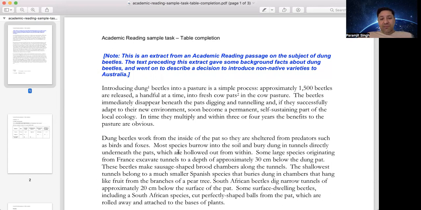Some large species, now specific species are coming. Some large species originating from France exhibit a tunnel to a depth of approximately 30 centimeter below the dung pad. These beetles make sausage shaped brood chambers along the tunnels. Okay, the shallowest tunnels belong to much smaller Spanish species, that buries dung in the chambers that hang like fruit from the branches of a pear tree.